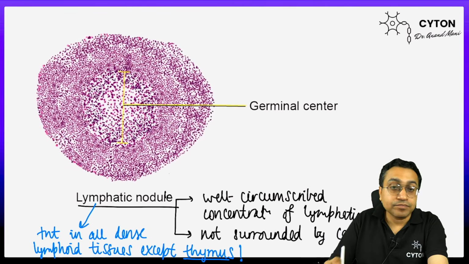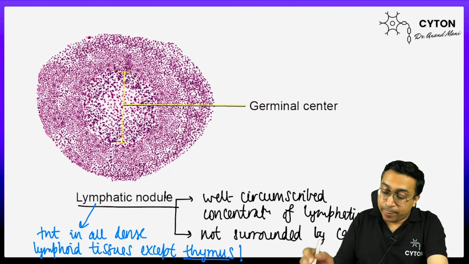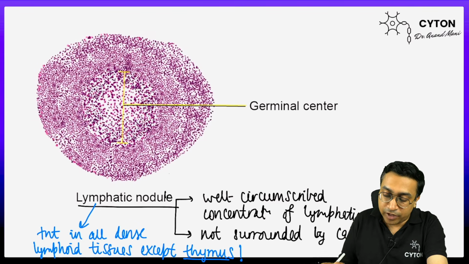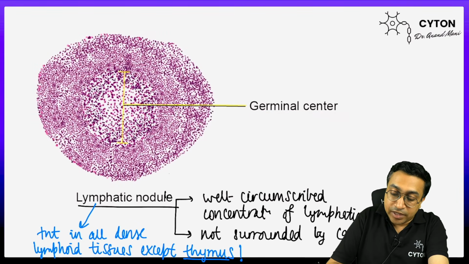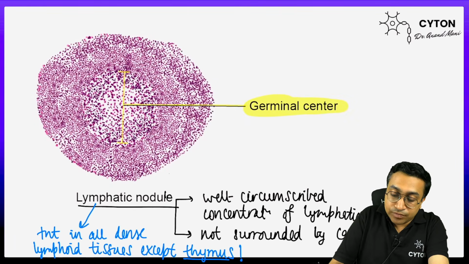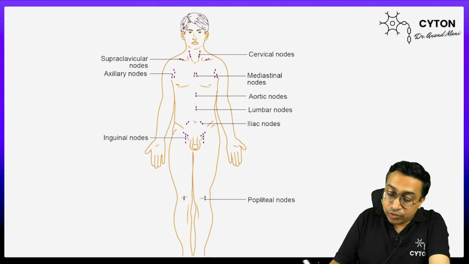Okay, so then there are two types of lymphatic nodules. One is primary and secondary, although you don't need to go into too much detail about it. Okay, then we have another thing here, that is the germinal center. So you can see this entire pale staining area in the center of this lymphatic nodule. This is the germinal center, and this is something which we will study in detail in the histology. Okay, next we come on to the lymph nodes.